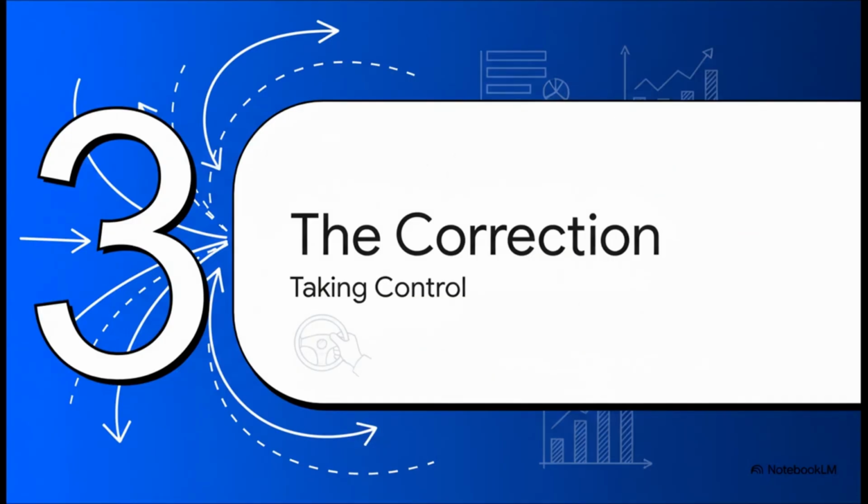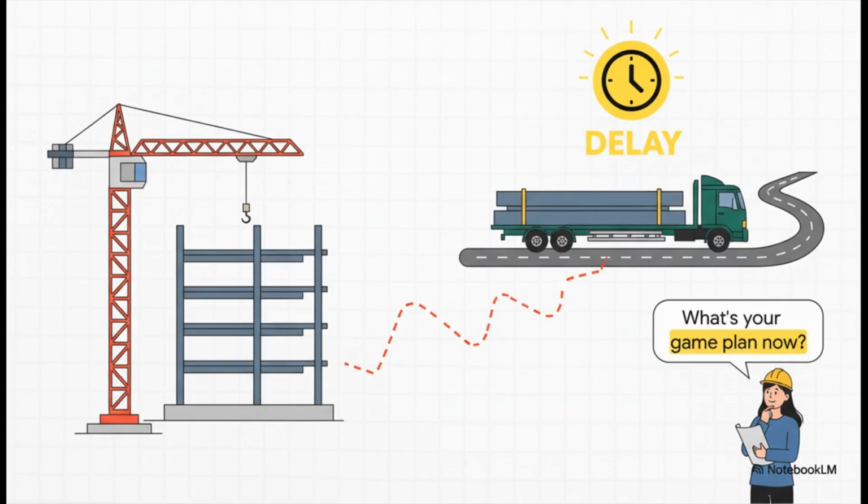But seeing the problem is only half the battle. Knowing you're off track is one thing, but actually getting back on track, that's a whole different ballgame. So how do you take control when things start to go sideways? Let's use a classic construction scenario. The truck with your steel beams is stuck somewhere, and every single day it's late, your whole timeline gets pushed back further and further. This right here is where a great manager proves their worth.